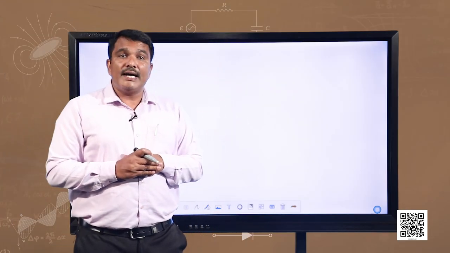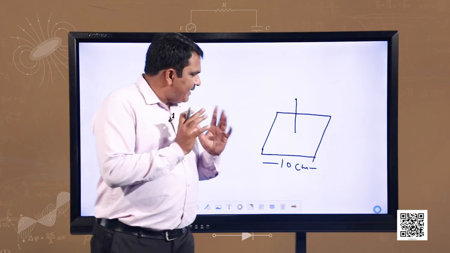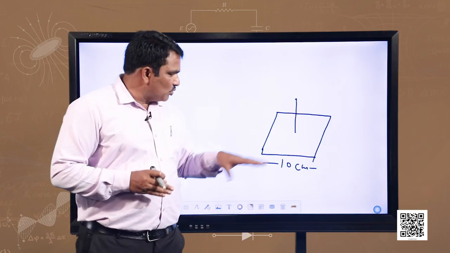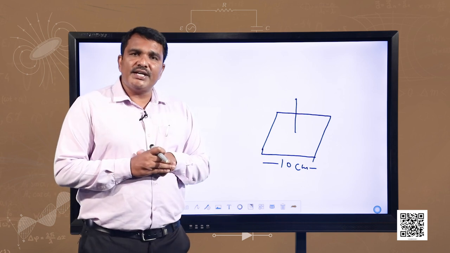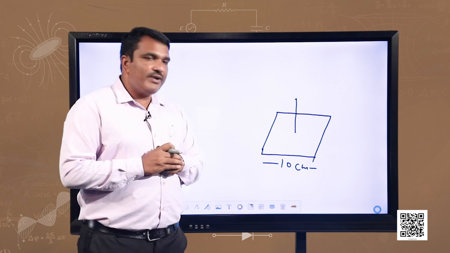Now, have a look at another problem. A point charge plus 10 microcoulomb is at a distance of 5 centimeter directly above the center of a square of side 10 centimeter, as shown in figure. What is the magnitude of the electric flux through the square? So, to find the net flux through this square, think of the square as one of the faces of a cube.